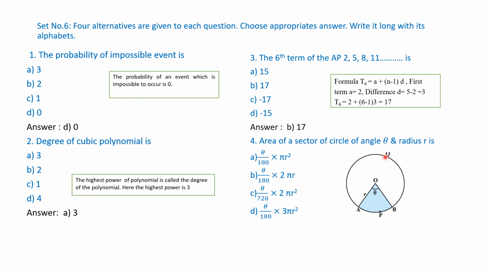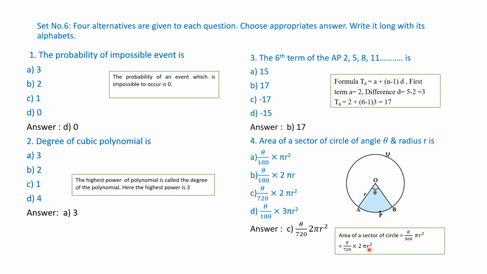This is the area of a circle and this is the sector. AOB is a sector, theta is the angle, it is given, and r is the radius. We have to find the area of this sector AOB. And we know that the area of the sector equals theta by 360, because the total angle in a circle is 360 and the ratio of the angle to the whole is theta by 360, into pi r square. Pi r square is the area of the circle.